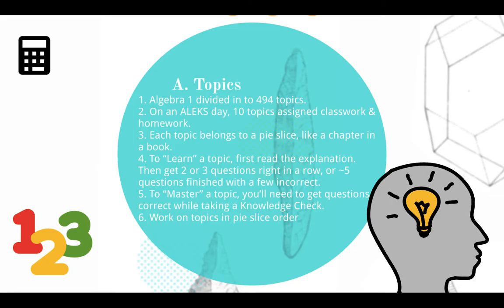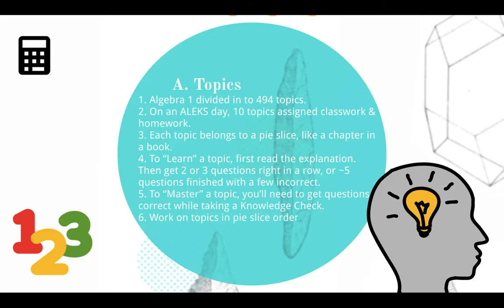And to learn a topic, you've got to first read the explanation. It always tells you how to do it first. And then if you get 2 or 3 of the questions right in a row, it'll assume you've already learned it and then move on. You could also get just a couple incorrect, and in that case, you'd have to do like 5 questions total. Anytime you get a question incorrect, they always give you an explanation of how to do it correctly.